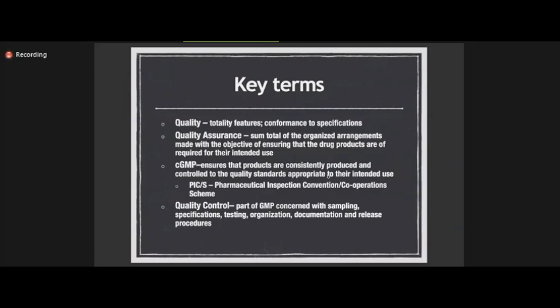So sa quality, totality of features, ayan, quality assurance, our keyword is the sum total, no, of organized arrangements. Meaning, lahat-lahat ng efforts ng company that is intended to keep the quality of the product, no? From the design of the building, from the appointment of employees, no? Lahat ng decisions ng company to produce consistent quality. No? So that's quality assurance. No? The sum total of the organized arrangements with the objective of ensuring quality.